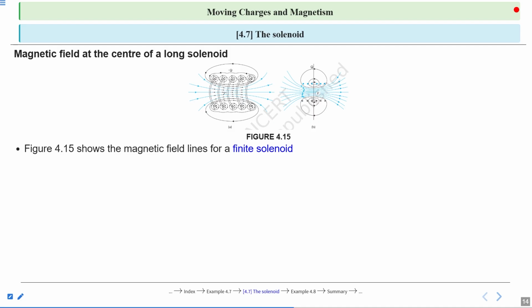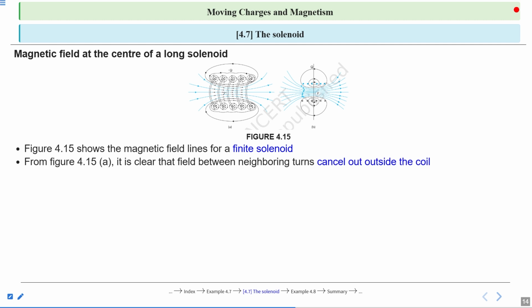Figure 4.15 shows the magnetic field lines for a finite solenoid. I have already mentioned the pattern of magnetic field lines due to a finite solenoid, meaning not infinite. From figure 4.15a, it is clear that the field between neighboring turns cancels out outside the coil. Those things I have mentioned, but I am going to repeat them, so I am explaining again.